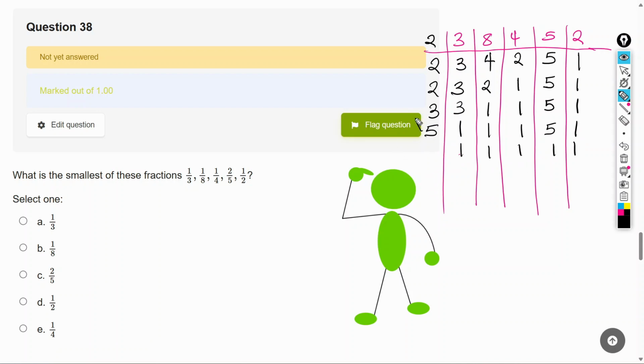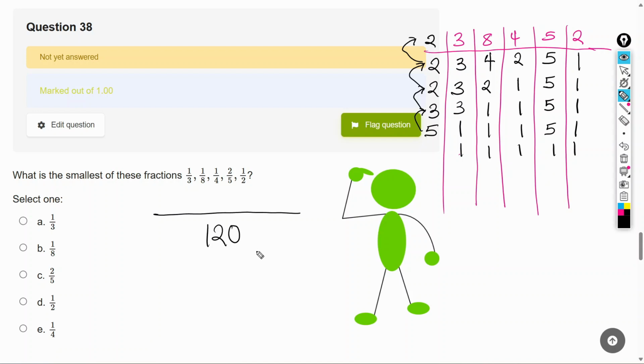So our LCM is 5 times 3, which is 15. 15 times 2, that's 30. 30 times 2, that's 60. 60 times 2, that's 120. So our LCM is 120.